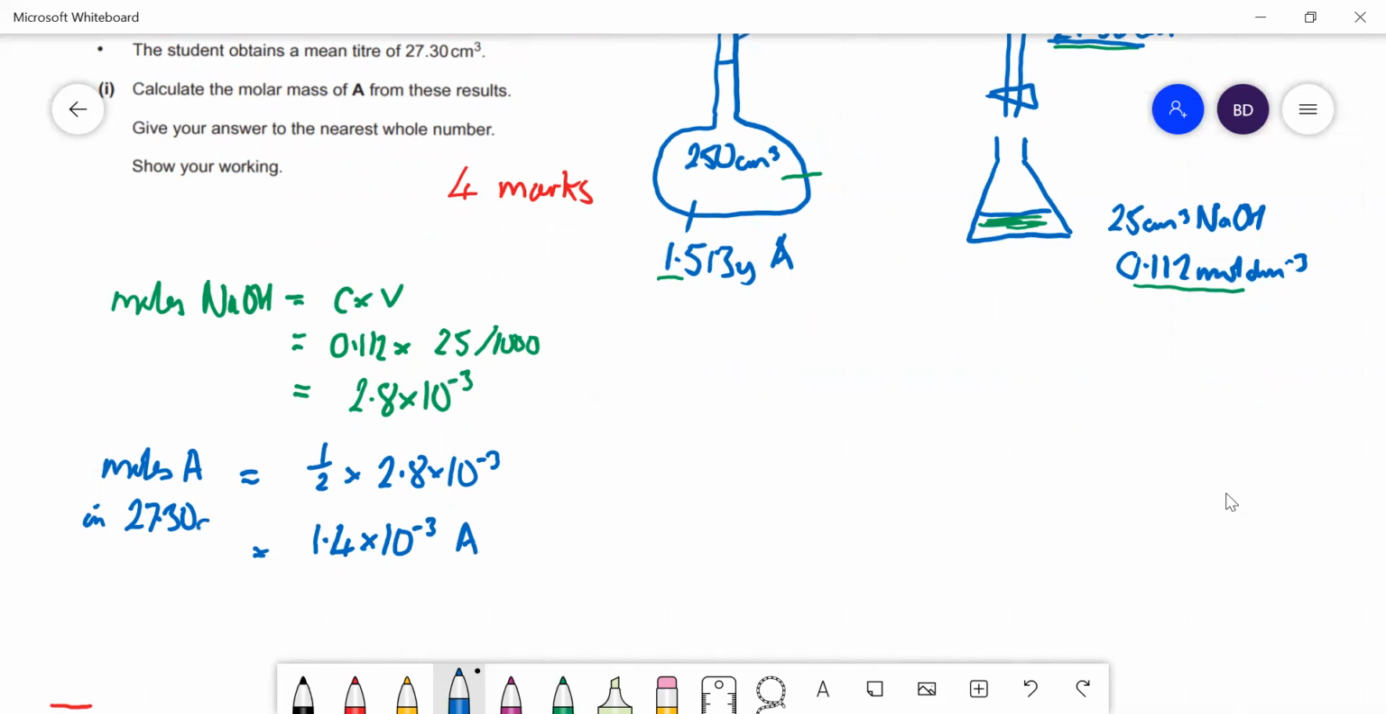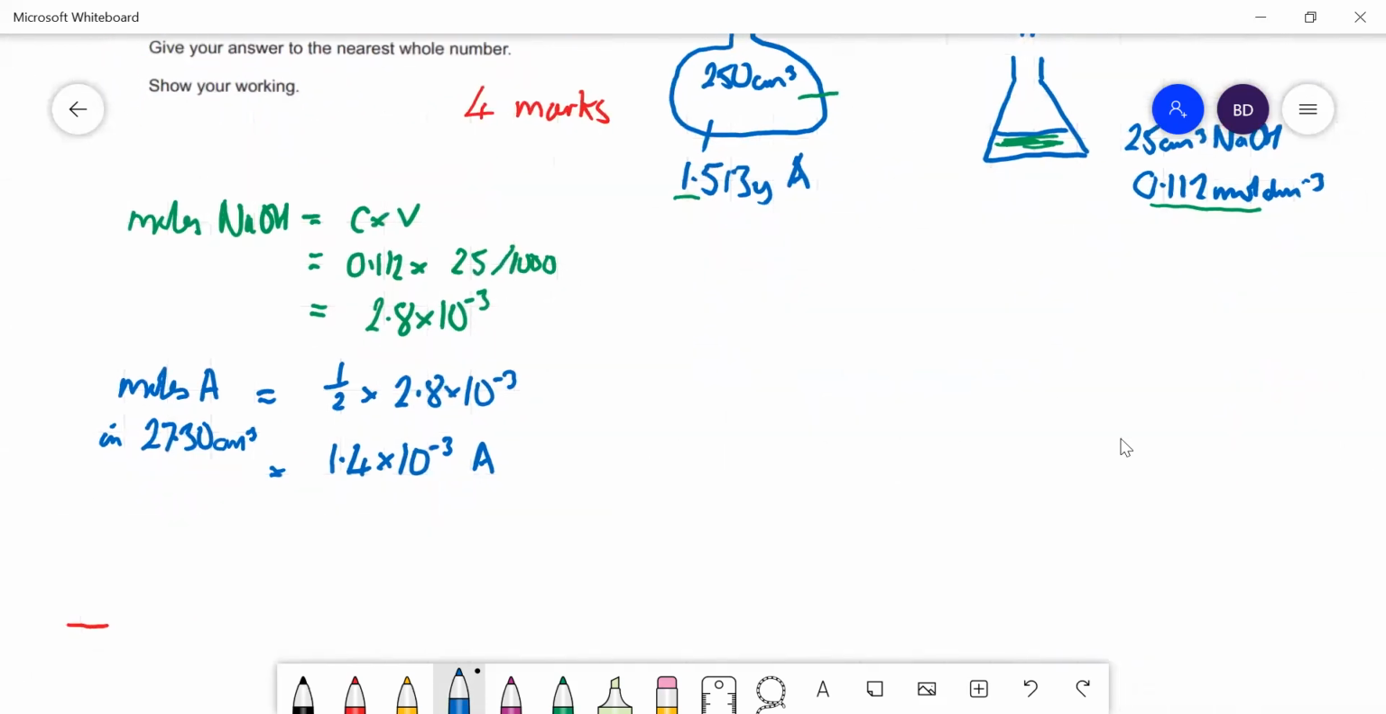So that's in that 27.3 centimeters cubed. So let's work that out. The concentration of A is equal to the moles over the volume. Well, it's in 250 centimeters cubed. That's 0.25 dm cubed. So it's 1.4 times 10 to the minus 3 divided by 0.25.